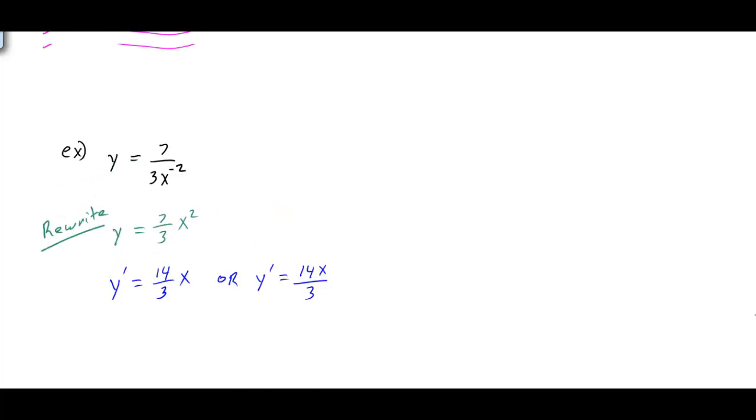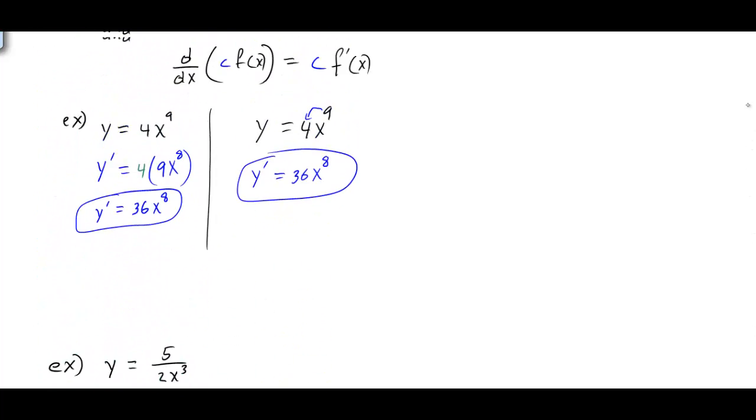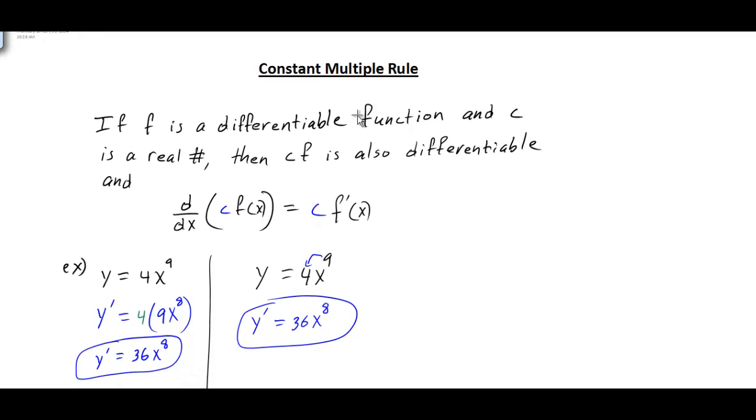All right, so to quickly review again, if we're looking at what's called the constant multiple rule, that simply means that if your function is being multiplied by a constant, then you can simply take the derivative of your function and then you're going to multiply by the constant.